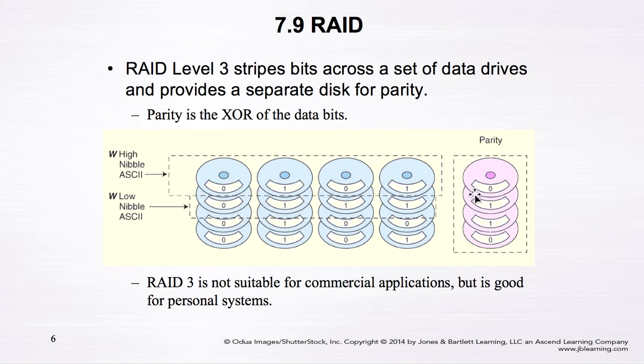The idea of the parity is that we can use it to recover a disk that gets crashed. For example, if this one gets crashed, we can use the information here, here, here, and the information from the parity to recover this information bit. Or in case this other one gets crashed, we can use the information from the other disks to recover it. This is very flexible, and provides a way to protect the information if something crashes on one of the disks. Basically, RAID level 3 is not suitable for commercial applications, but it is good for a personal system instead.